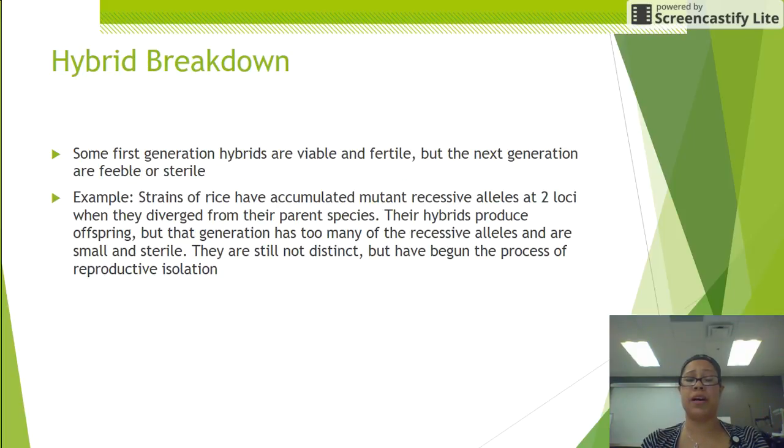Reduced hybrid viability, or hybrid breakdown. This is where the first generation is viable. The first generation is fertile. So it seems like, oh, we're the same species. We're all good here. No. The hybrids, if they mate with each other, the next generation isn't viable. They die or they're sterile and they can't reproduce. So you only get one good generation, and after that, it falls all apart.